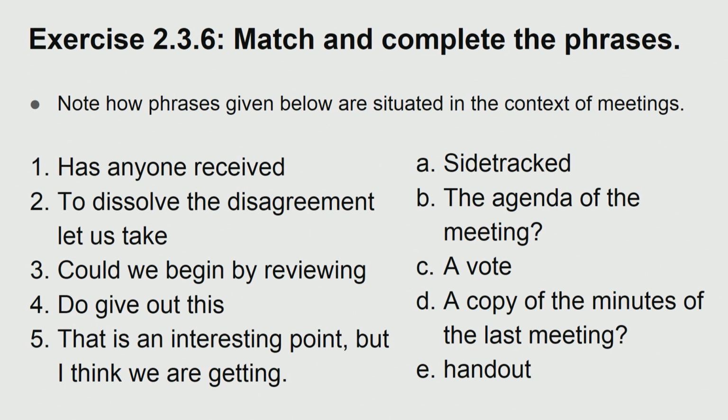Okay, and your next exercise, match and complete the phrases. Note how phrases given below are situated in the context of meaning. Has anyone received? To dissolve the disagreement, let us take, and you have to complete it from the next column. I hope you understand the exercise here. Could we begin by reviewing? Do give out this. That is an interesting point, but I think we are getting, and then you have to collocate with sidetracked, the agenda of the meeting, a vote, a copy of the minutes of the last meeting, hand out. How do we collocate? How do we complete the two columns?